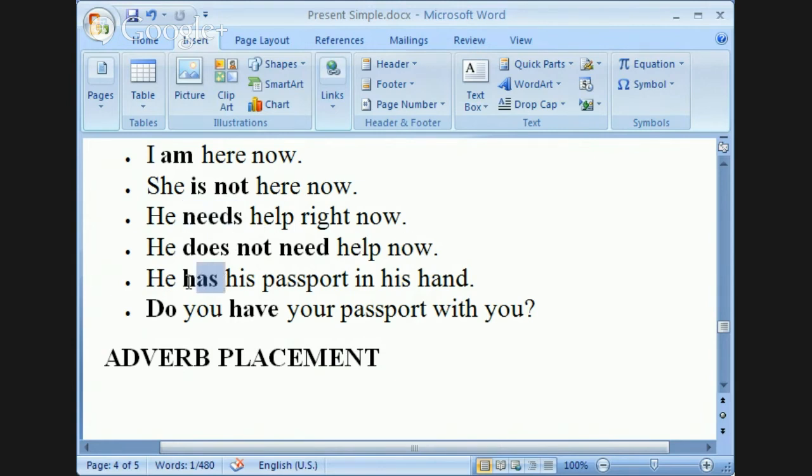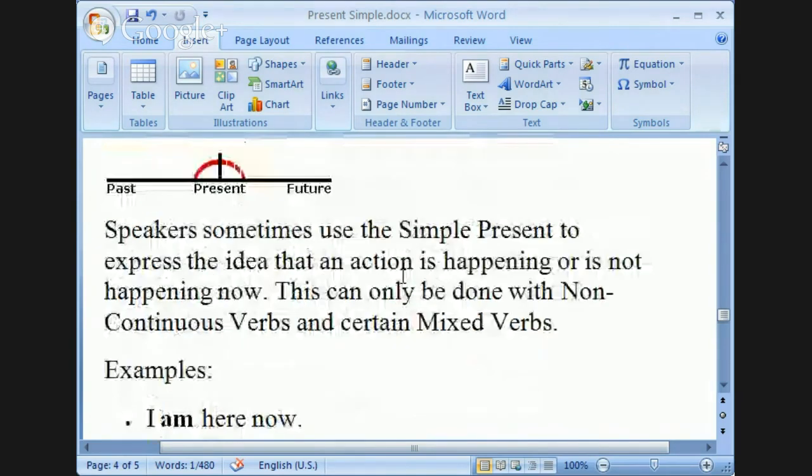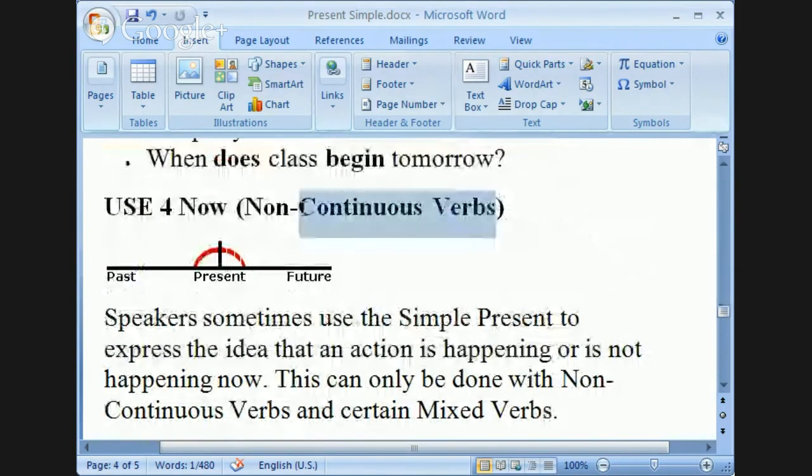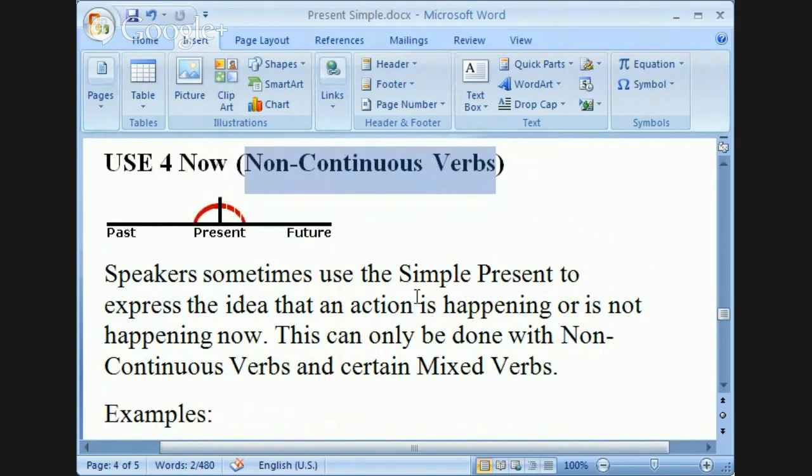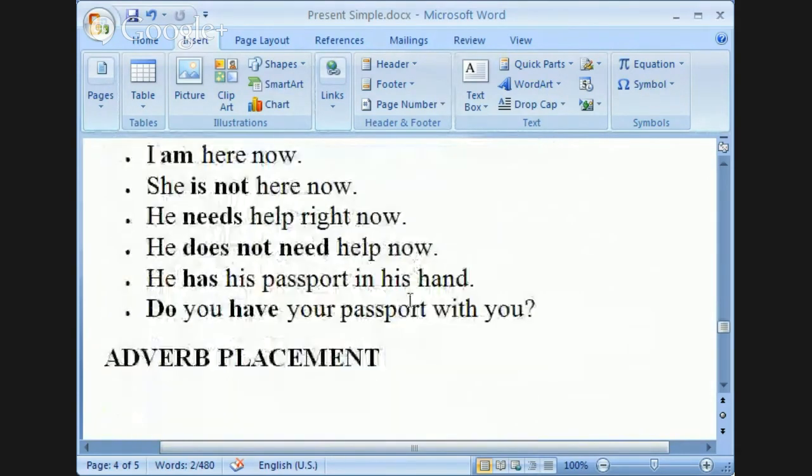Has and have are also a mixed verb. I am having problems. That's fine. I am having a new car. No, not so good. I have a new car. So please be aware of that. The default for making sentences with non-continuous or mixed verbs is to just use the simple tense.